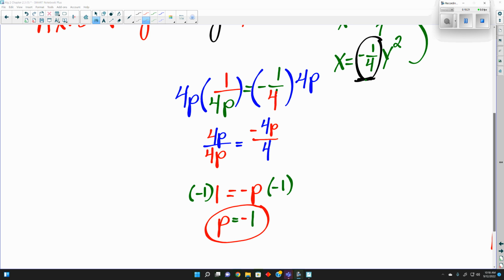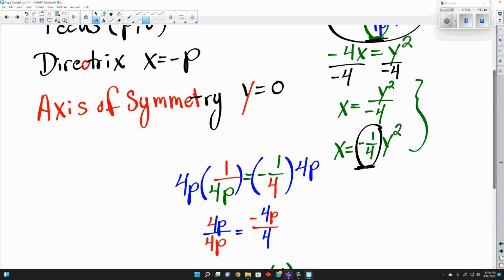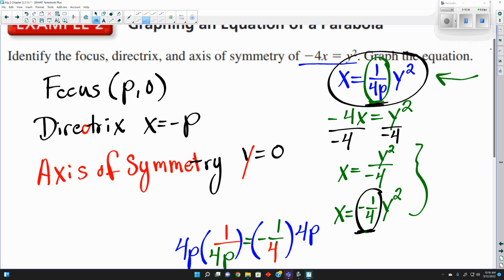Questions on how we found the value of P? We good with finding the value of P? Plug it back in. So the focus is -1, 0. We're replacing P with its value.